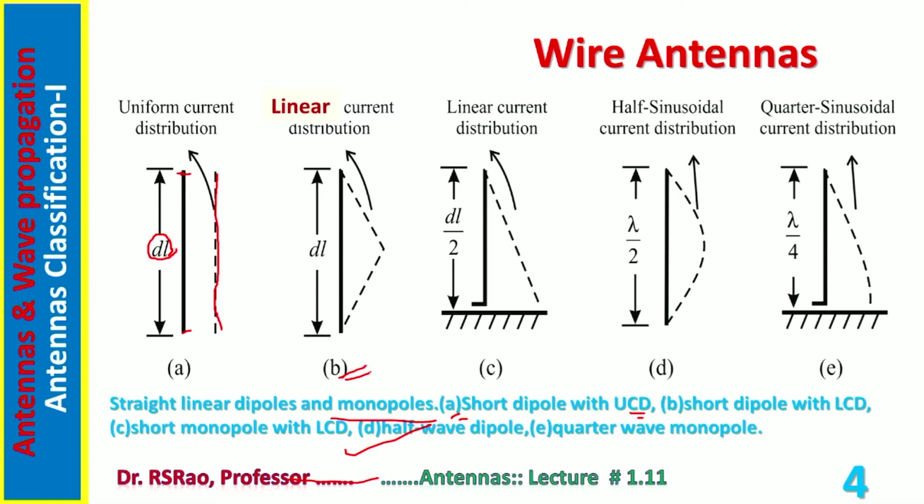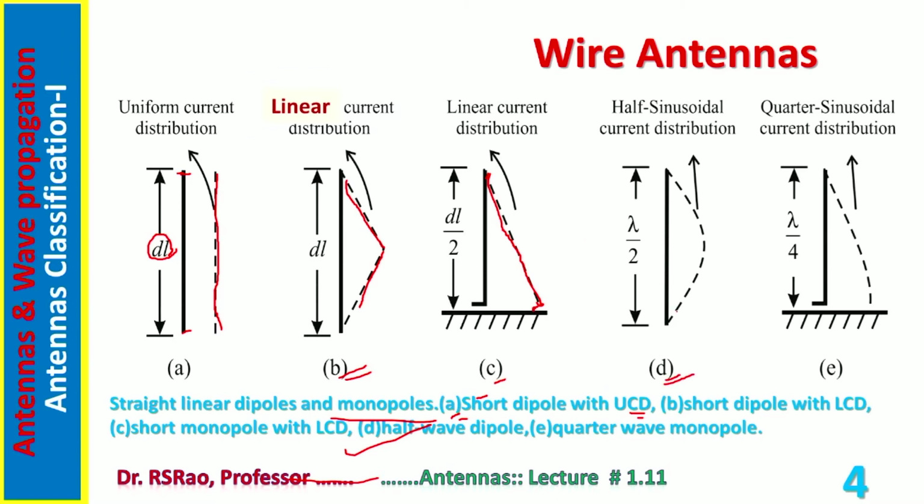In B is shown another short dipole, but here current varies linearly. It increases linearly as you move towards the middle and decreases as you move towards the ends. In C is shown a monopole. Here length is dl/2, and current varies in a linear manner. At the end it is 0. As you move towards the middle, usually it is erected over the ground, near the ground, therefore current is maximum.